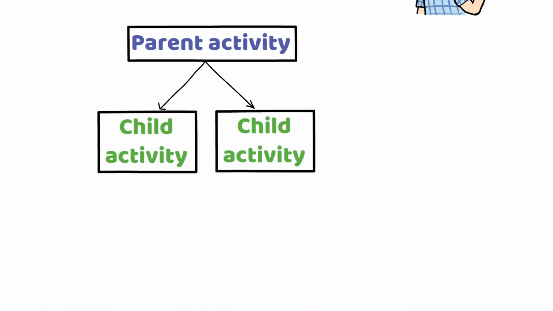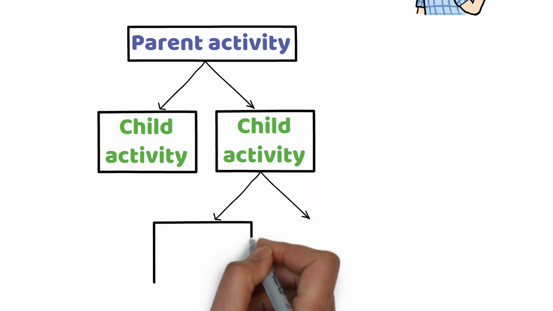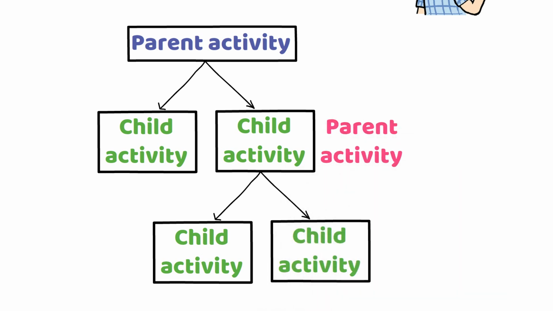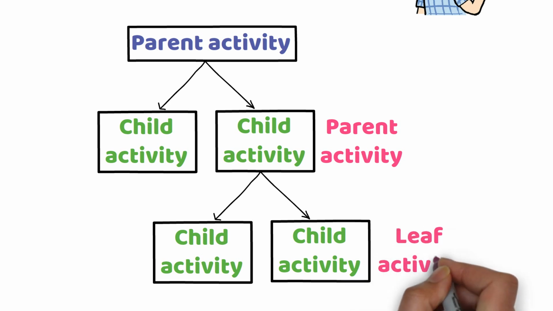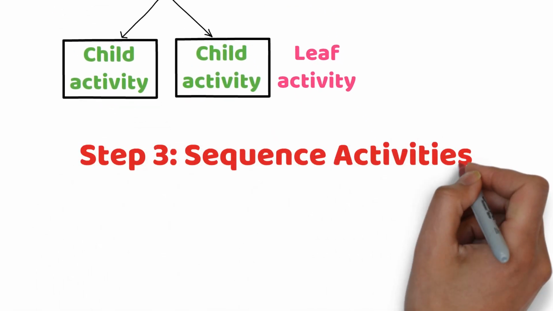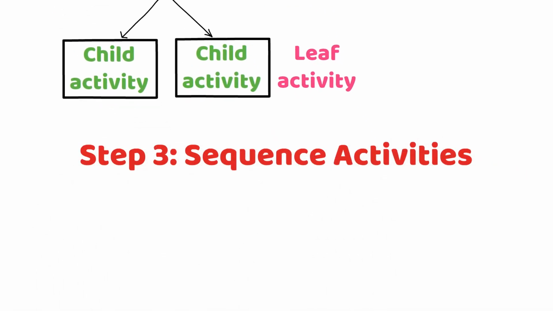A sub-activity or child activity can, in turn, be divided into further sub-activities, and can be a parent activity for those further sub-activities. If it is at the end of a branch of the hierarchy, it is a leaf activity. A leaf activity is an activity that has no child activity. Step 3. Sequence activities. Some activities can be completed simultaneously, and some cannot begin until another has finished.